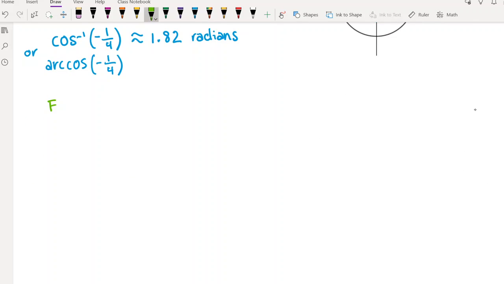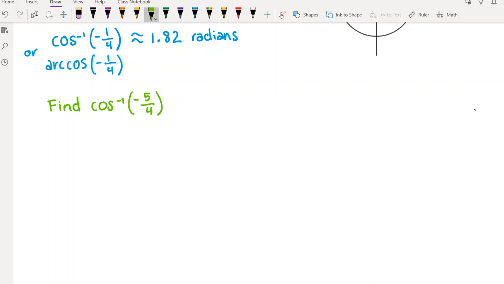So let's do another one similar to the last one. What about inverse cosine of -5/4? This one, you might realize if you watched yesterday's video, is actually going to be undefined, because you cannot take inverse cosine of a number that is less than -1 or bigger than 1.